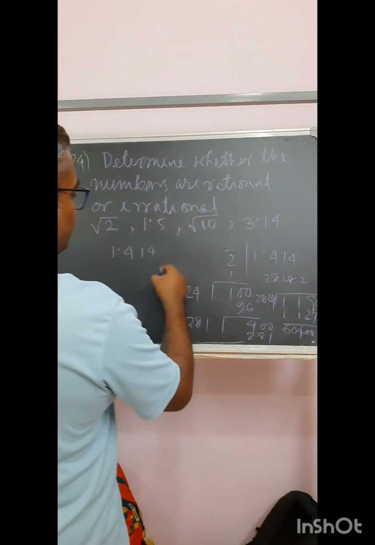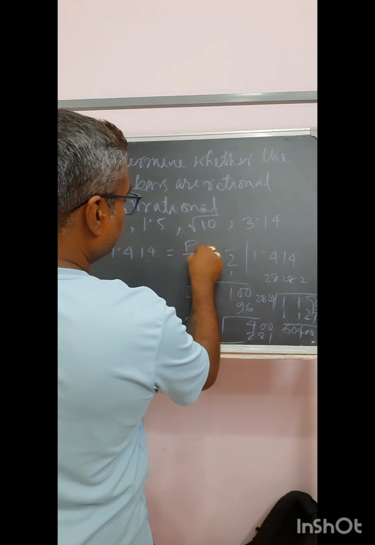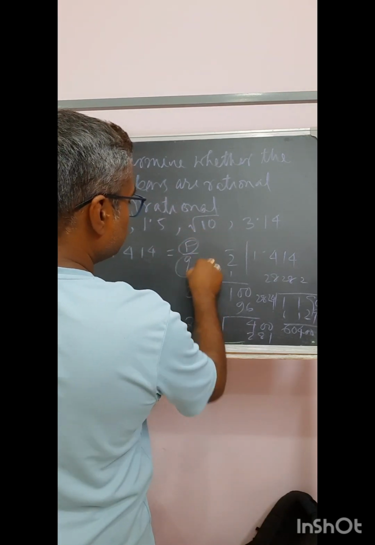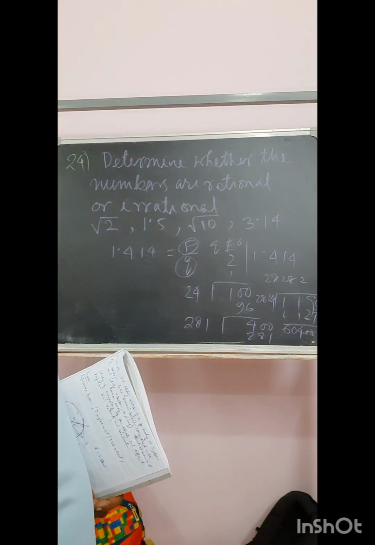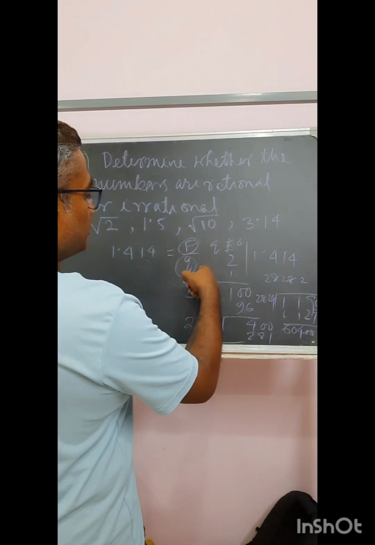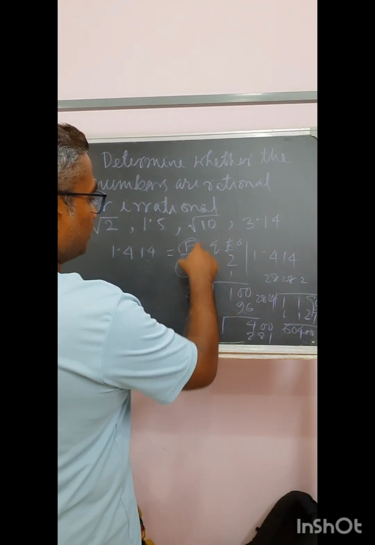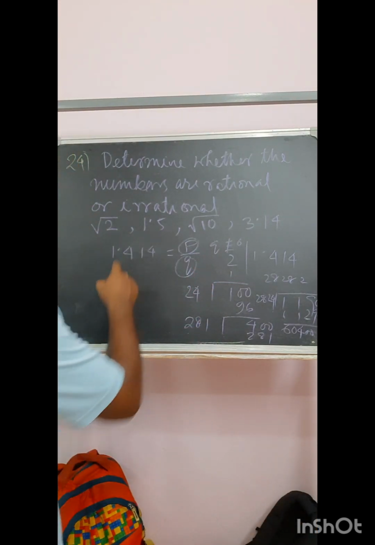So it can't be represented in the form of P by Q, where P and Q are integers and Q not equal to 0. This is the condition for a number to be a rational number. The rational number can be represented in the form of P upon Q, where P and Q are both integers. So this cannot be.